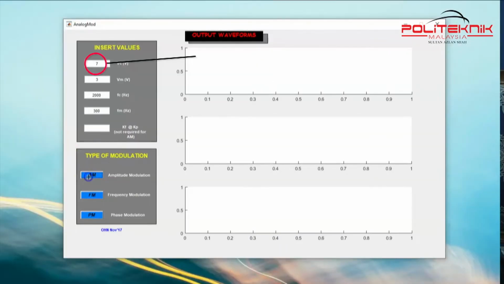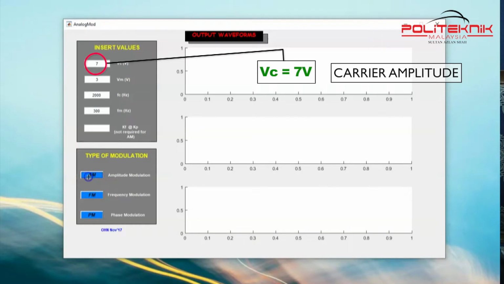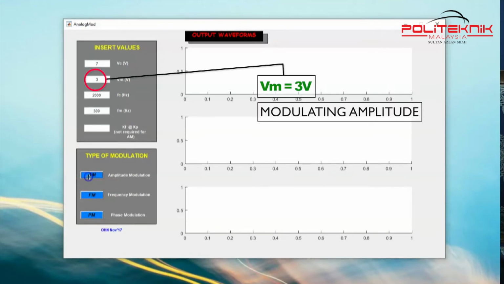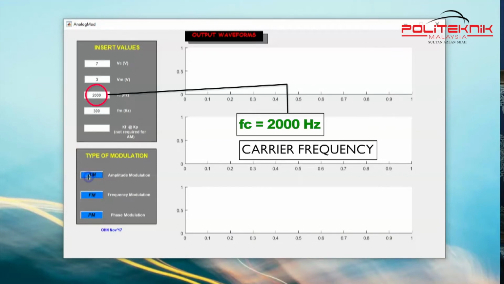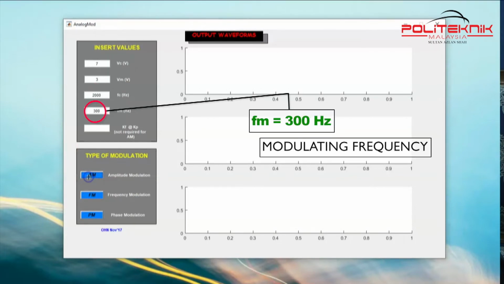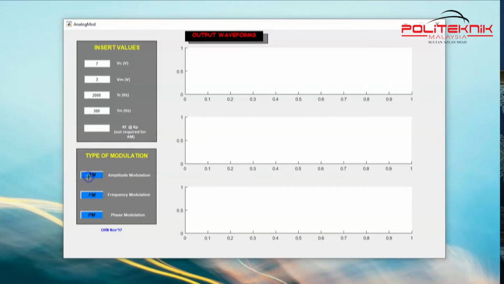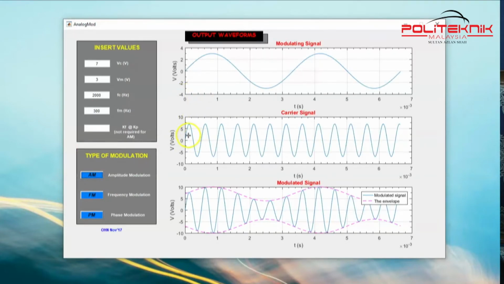Let's see an example. If carrier amplitude Vc equals 7 volts, modulating amplitude Vm equals 3 volts, carrier frequency Fc equals 2000 Hz, and modulating frequency Fm equals 300 Hz, we can notice that the carrier amplitude has changed according to the amplitude of the modulating or information signal. Obviously, when the amplitude of the modulating signal increases, the amplitude of the carrier signal also increases, or vice versa.